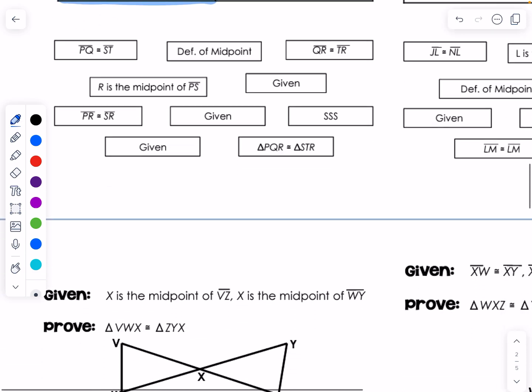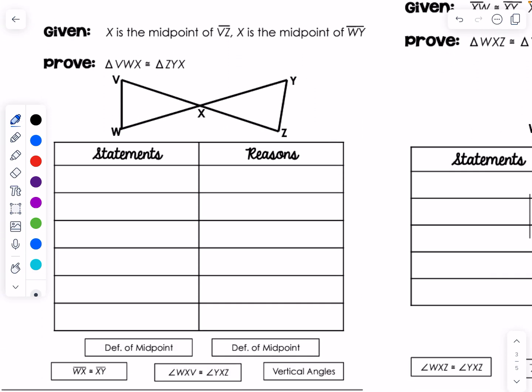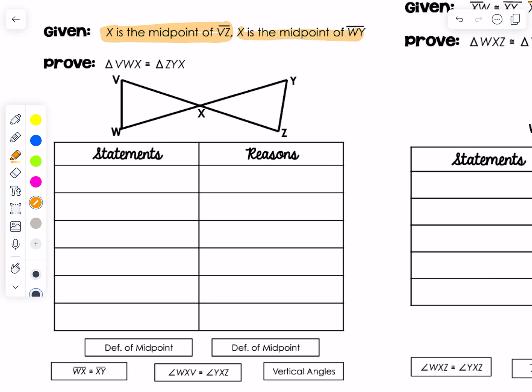All right, let's look at a different type of proof. In this proof, I have 2 givens. I have this given here, and I have a second given here. X is the midpoint of VZ, and that's given.